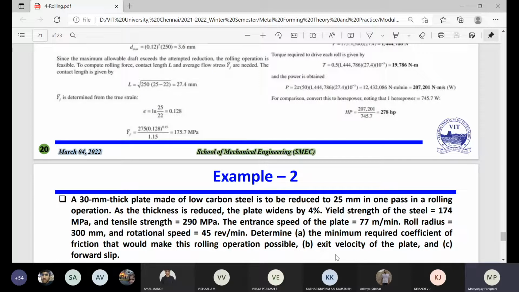The second part is exit velocity of the plate, and the third part is forward slip. Okay, so that means you have to find out mu in the first part. Exit velocity of the plate means Vf. Okay, and third part is forward slip means S. So at least you have to write all the given, whatever the given you have, and then you can write out the find, what to find, and then go for the solution.